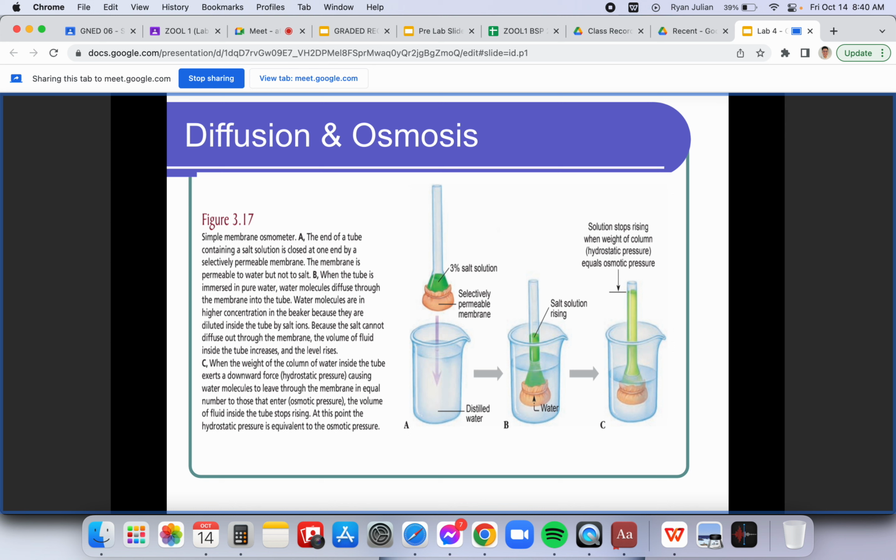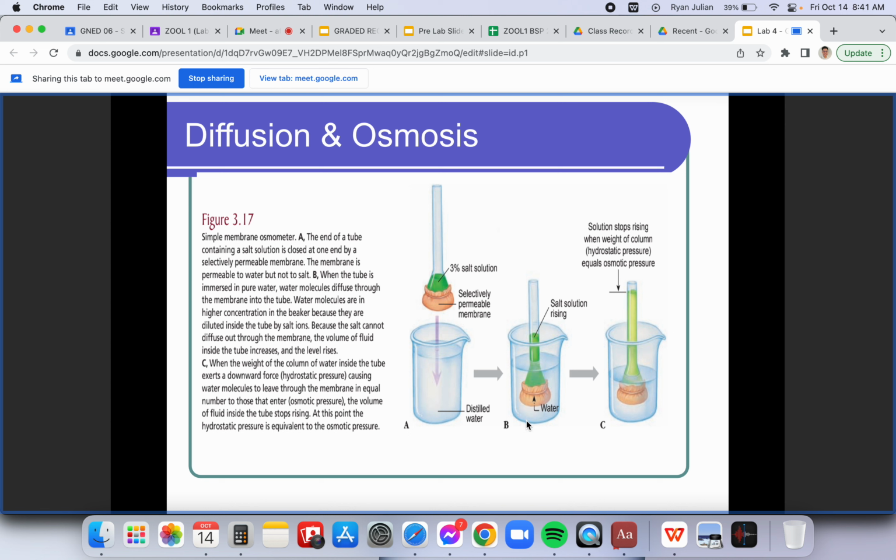This can be exemplified by this figure that you are seeing right now. Take a look at the image. Letter A. The end of a tube containing the 3% salt solution is enclosed by a selectively permeable membrane. And I would like to point out that the membrane is permeable to water but not to the salt.